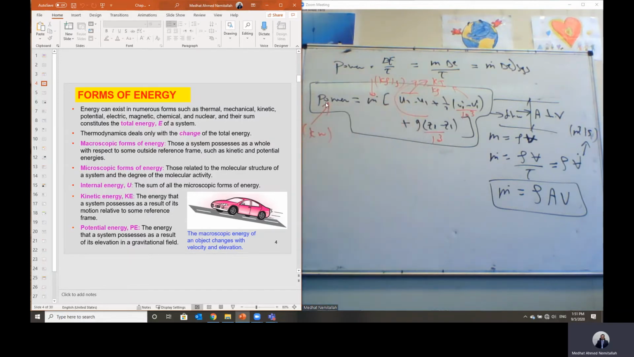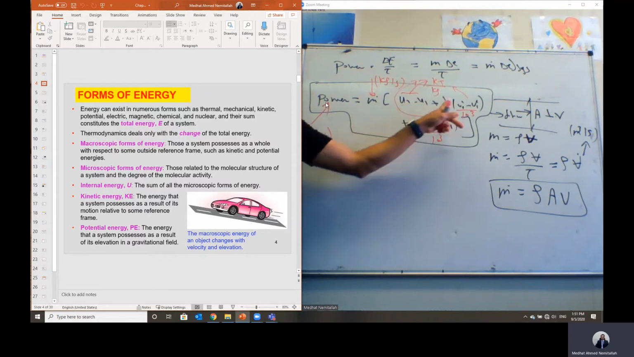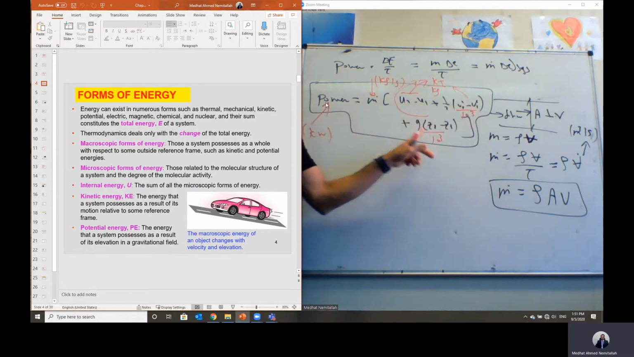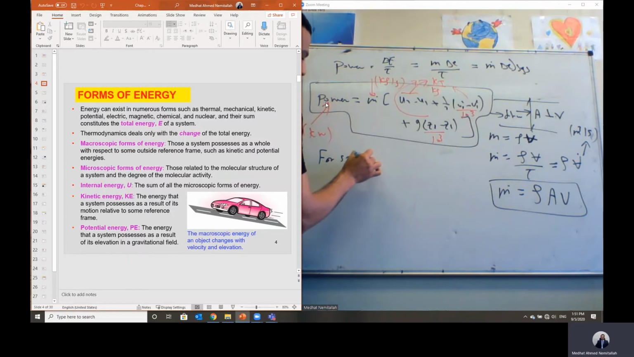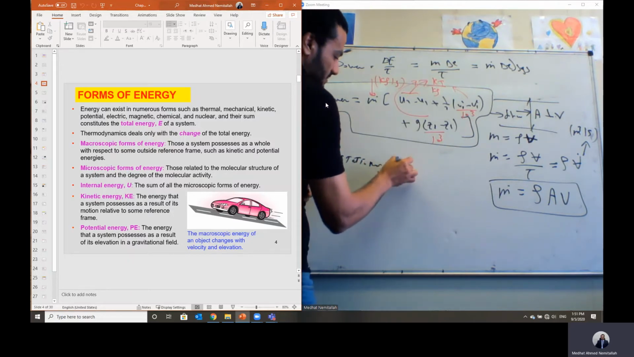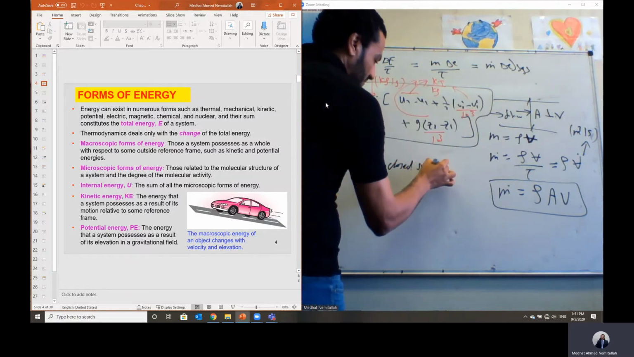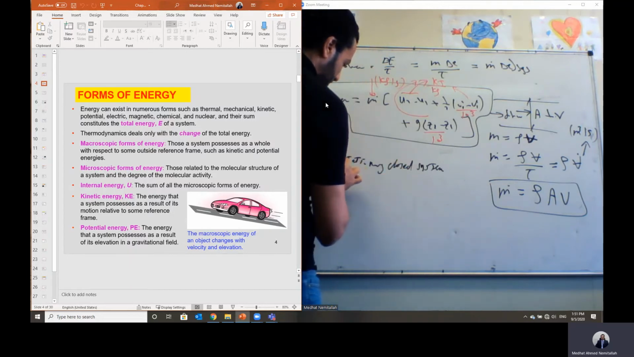Those values of specific internal energy we can get using the table, as we will learn in chapter 3. So that's all about the change of energy of the system, which should equal the change in internal energy, plus the change in kinetic energy, plus the change in potential energy. We have a special case, which is a common case, for a stationary closed system.